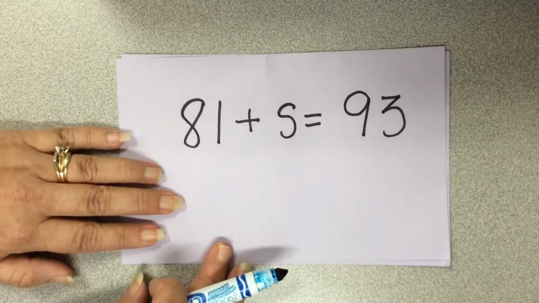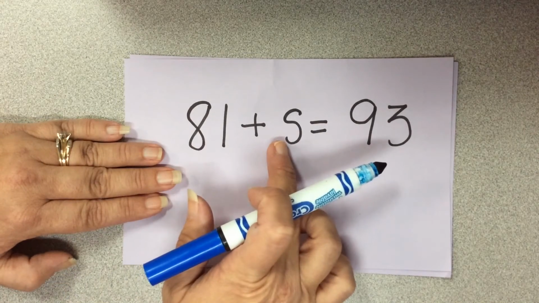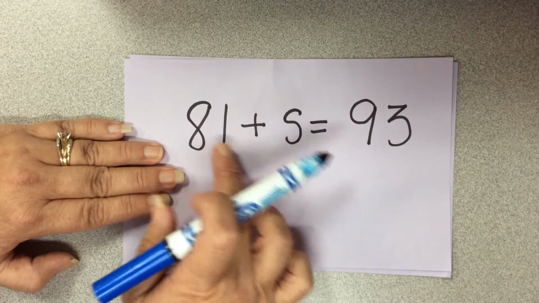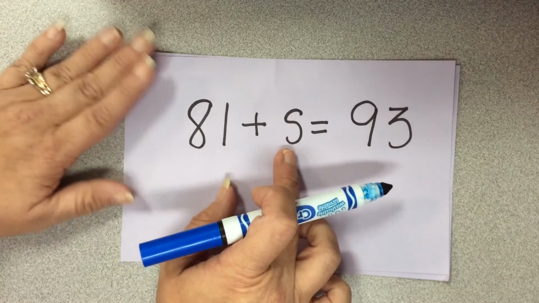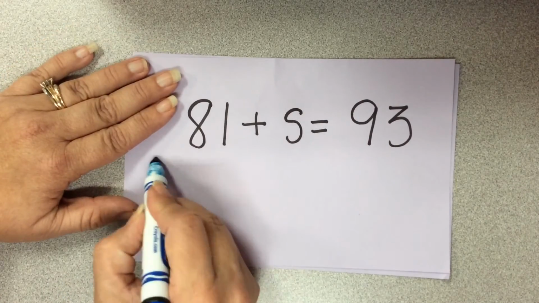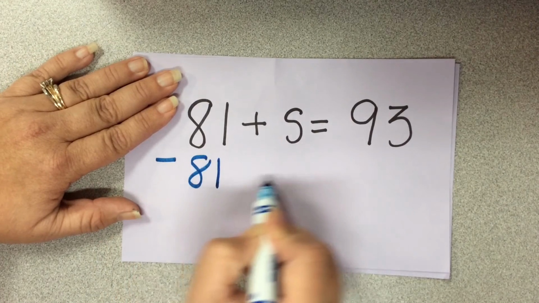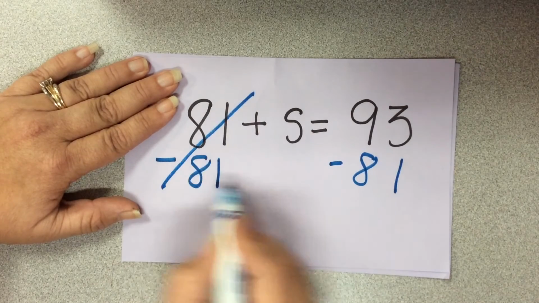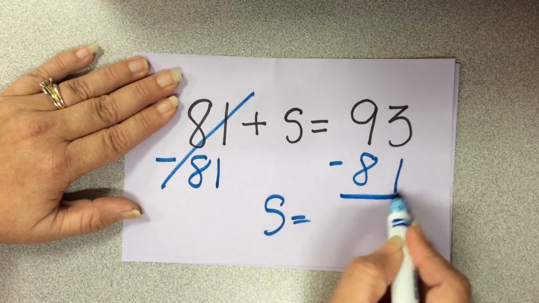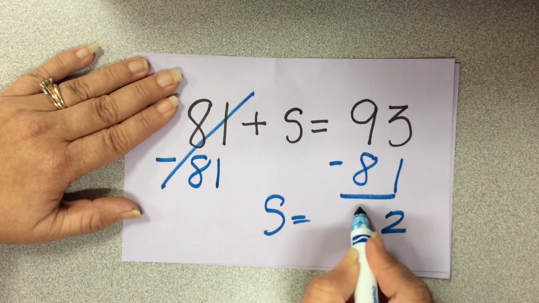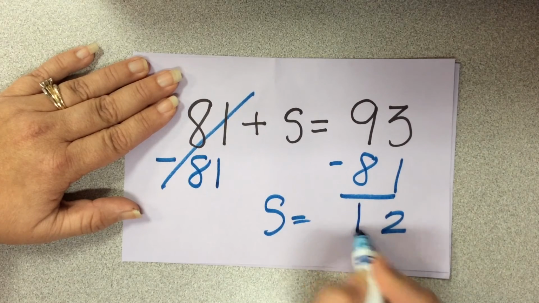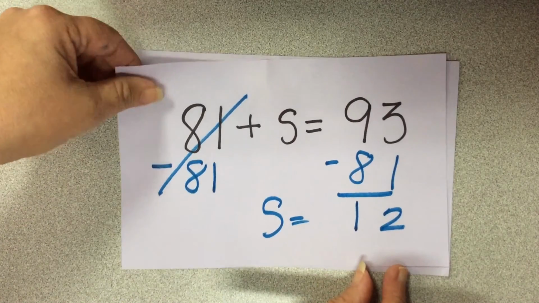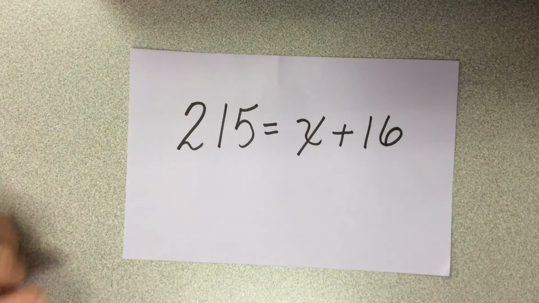All right. This one, it has 81 first and s second. That doesn't matter. Still, I'm adding 81 to s. So the opposite of adding 81 is subtract 81. If I subtract 81 on one side, I must do that on the other side. Over here, I'm left with just s, and then 3 take away 1 is 2, 9 take away 8 is 1, so s is equal to 12. Again, I balance my equation, and I'm expecting to see that from you as well.